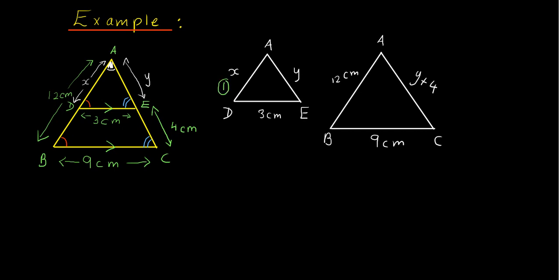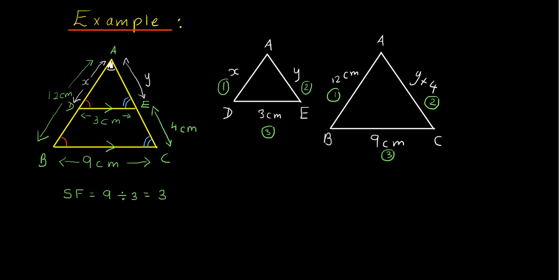Okay, the next thing I need to do is just quickly jot down which side corresponds to which. So those two correspond, these two correspond, and these two correspond. To find the scale factor, I'm going to start off by finding the scale factor. Scale factor is going to be 9 divided by 3. I have the lengths of those two sides, so my scale factor is 3.